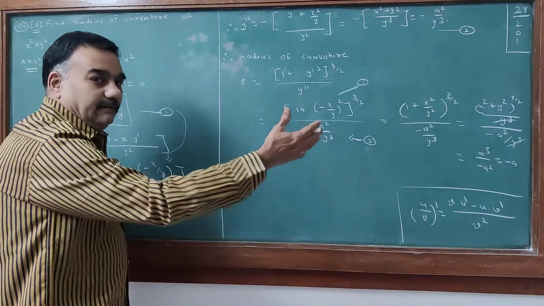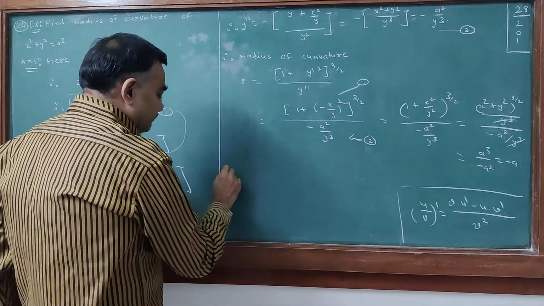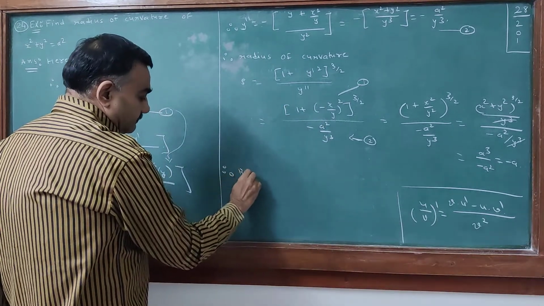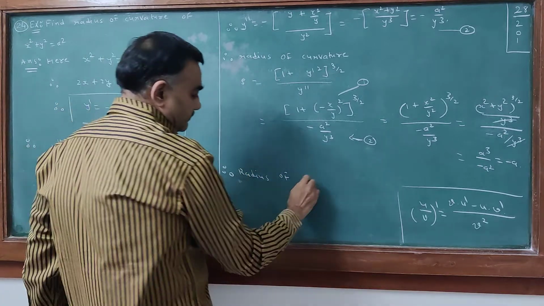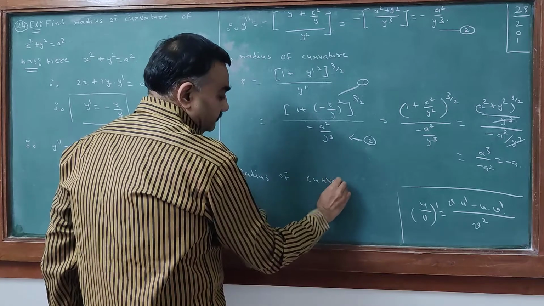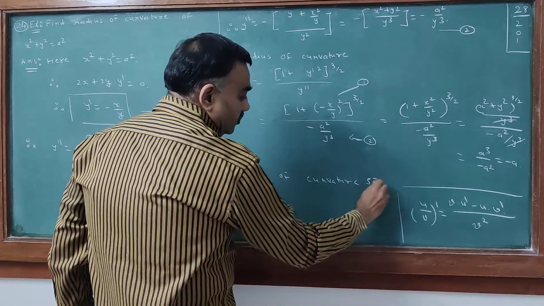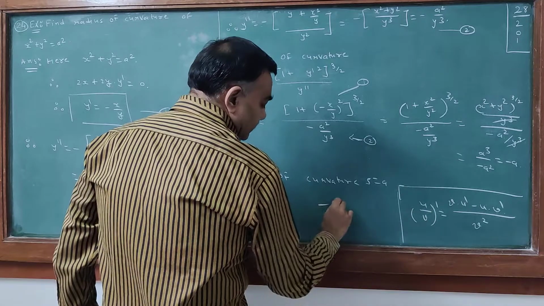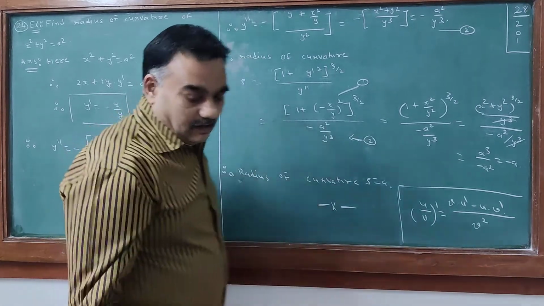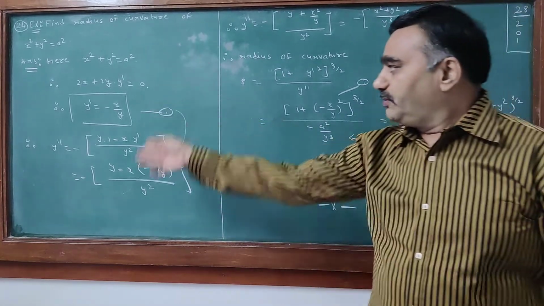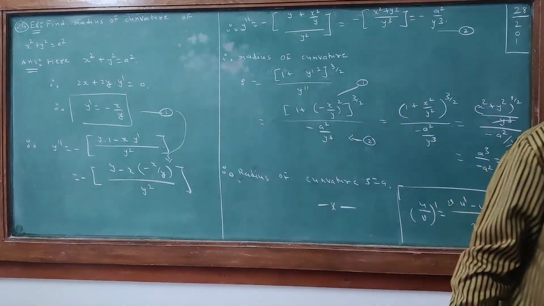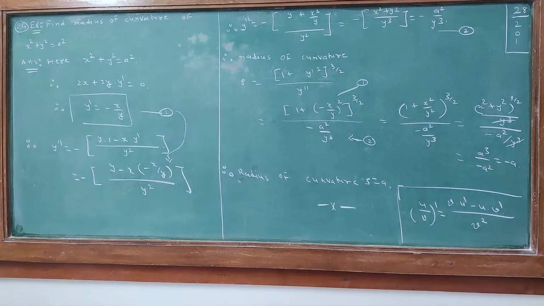And therefore, for radius of curvature, we are taking only the positive part, and therefore radius of curvature rho is a. Actually the radius of curvature of the circle is always a, but we have to prove it by formula. Check it then.